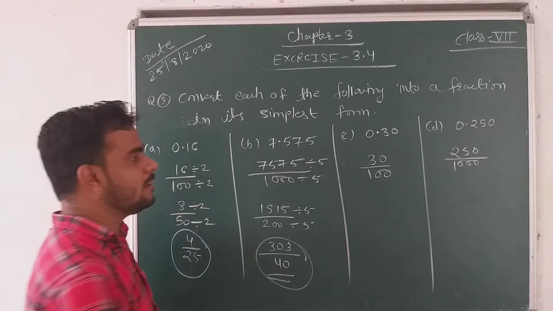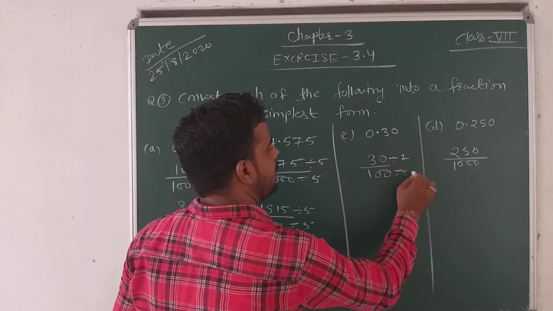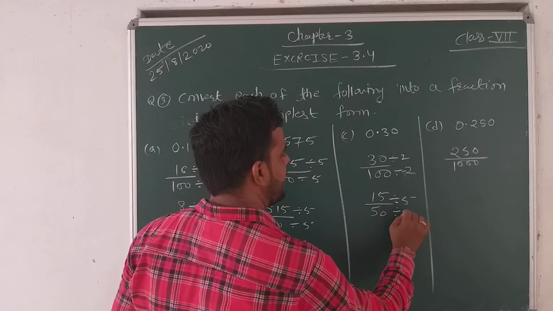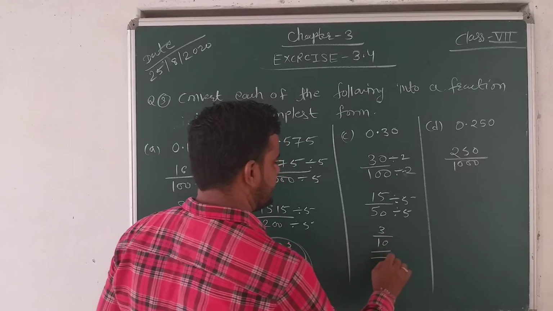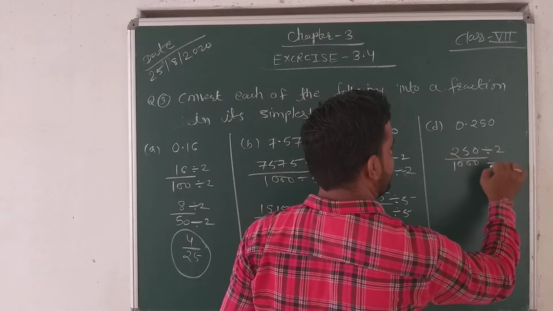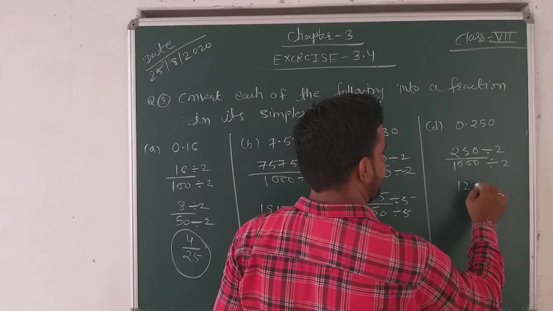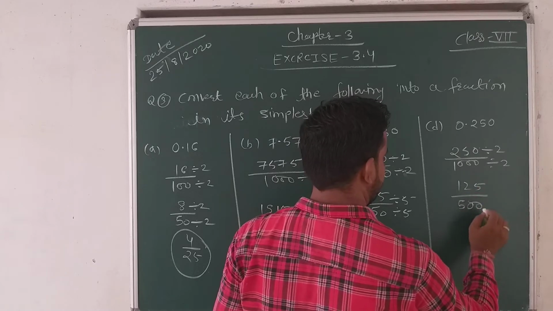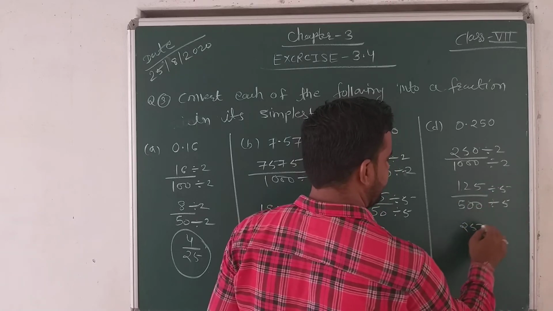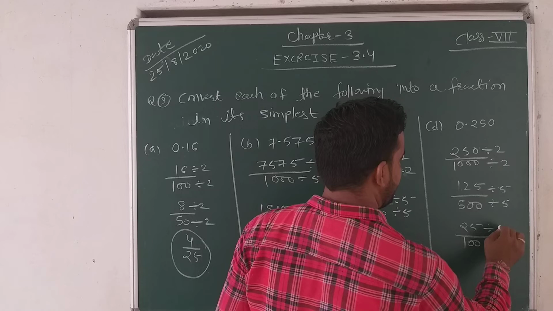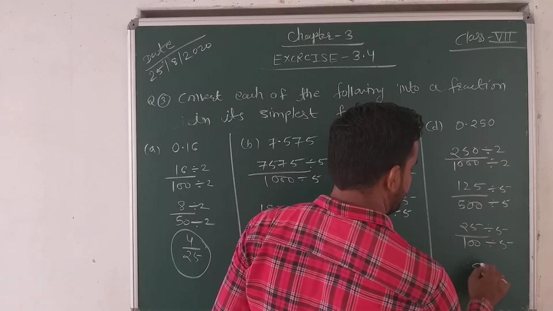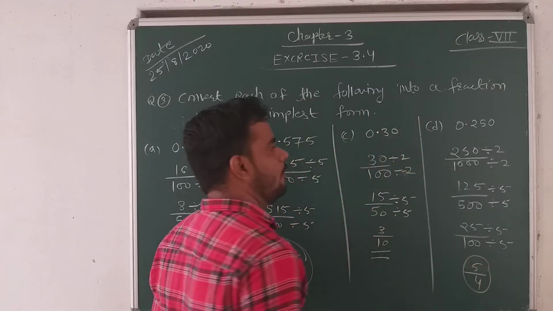So the next 2 are your homework. You can do them: 30 divided by 2 and 100 divided by 2 gives 15 by 50. Again divide by 5 and divide by 5, so 3 by 10. This is your simplest form. And the last one, 250 divided by 2 and divided by 2, so 125 over 500. Again divide by 5 and divide by 5, so 25 over 100. Again divide by 5 and divide by 5, then 5 by 4. This is your simplest form.